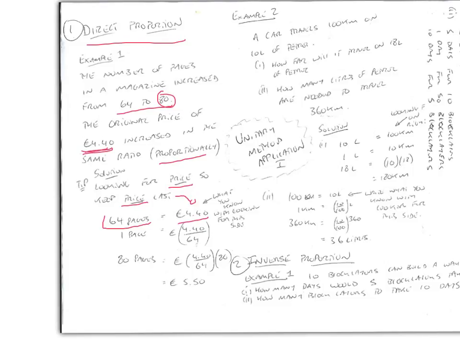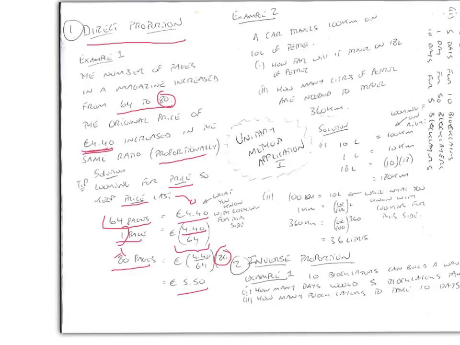So if that's the case, one page, so we divide 64 here by 64 to get 1, so we do that to the other side, will cost €4.40 divided by 64 per page. So therefore 80 pages, so that's times 80 there, will cost this value times 80 there. So €5.50 is your answer.